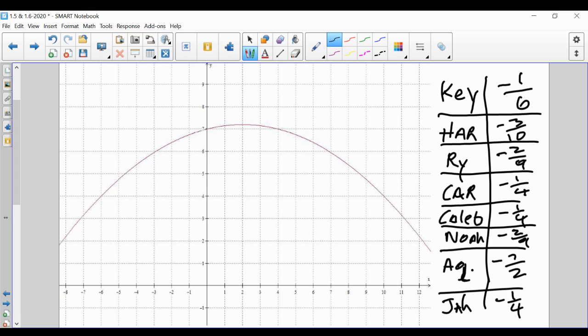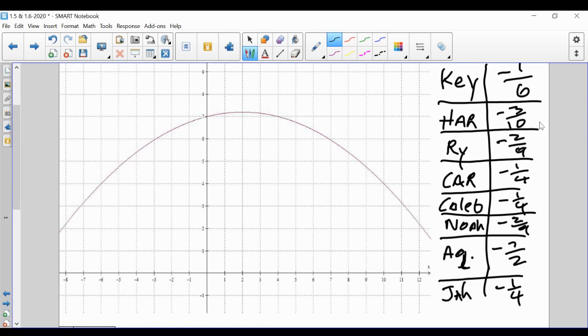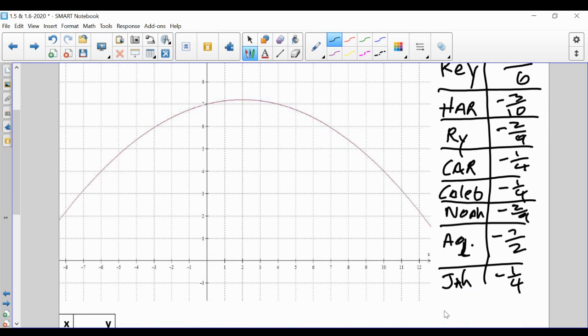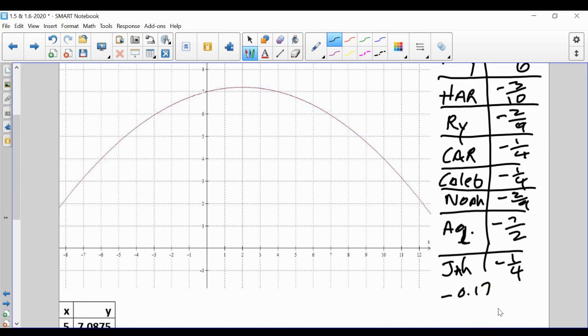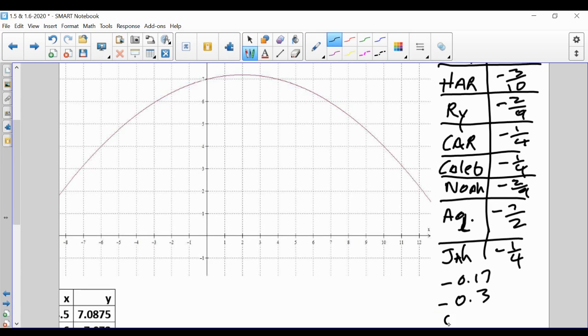-1/4. Now, for each one of these, you have a corresponding decimal. I'll tell you what the actual number is in a while. But if you put these into decimal format, I can roughly do this in my head. The Keontae one was approximately -0.17. Right. I know that that's what -1/6 is. The Harish one is -0.3. Right. The Ryland one is minus 0.2. The Karis one is minus 0.25.